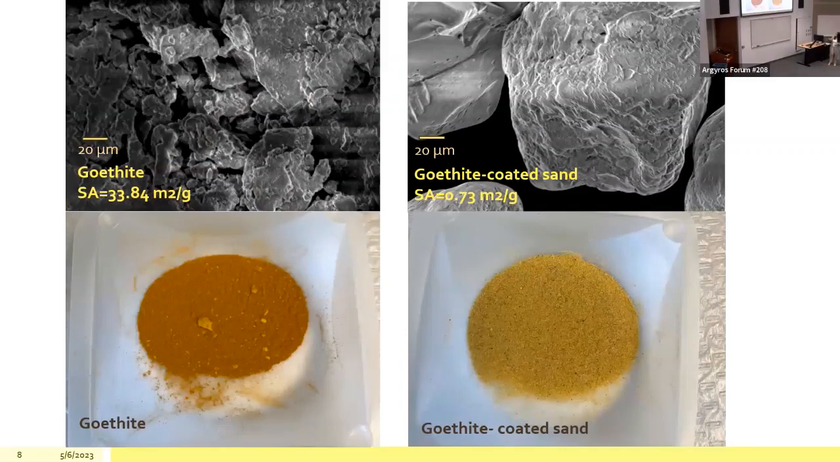So these images are taken from the SEM of our goethite and our goethite coated sand, which you can see the surface area of goethite is so much bigger than the surface area of our goethite coated sand. The picture of the actual product also does it justice. You see goethite is much more powdery, versus goethite coated sand looks like normal sand.